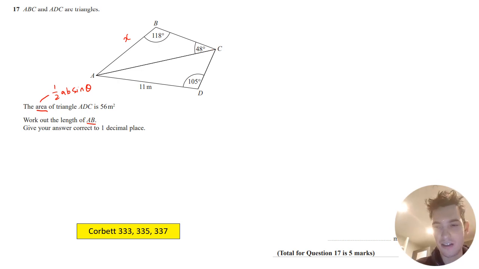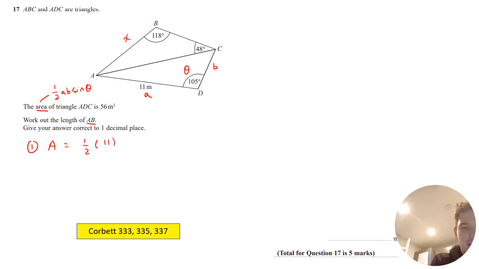So let's have a look at this triangle. What do I have here? Well, I've got one of the sides, 11. Let's call that a. I don't have this side here. Let's call that b, but I do have theta, 105. So I think step 1, I can set up a formula for the area of the triangle, which is a half times 11 times b times sine 105, and I'm going to make that equal to 56. So this is now an equation I can solve. My first step, let's get rid of that 2 on the denominator, so times both sides by 2.